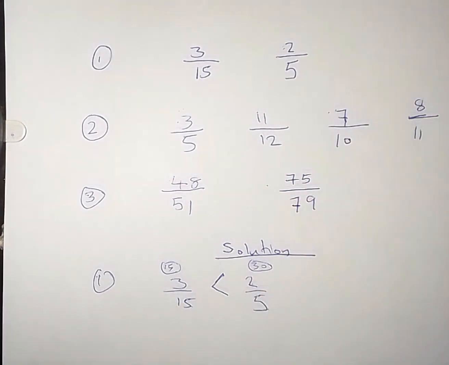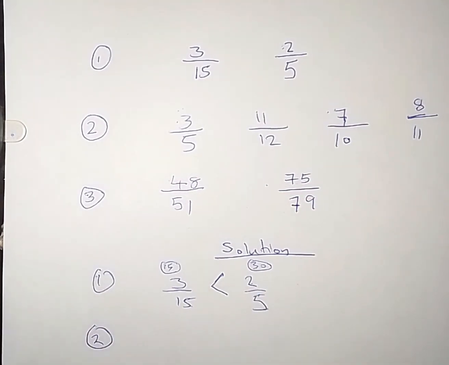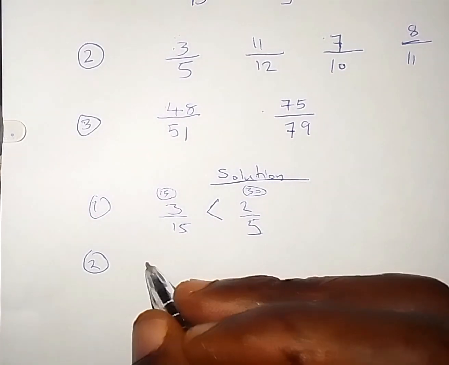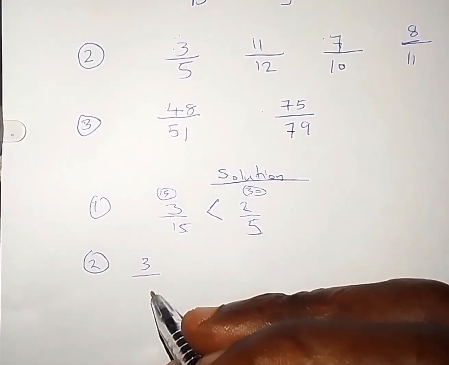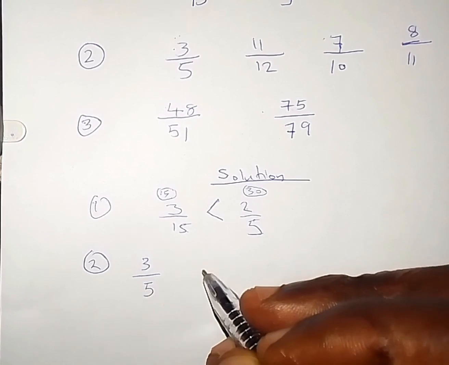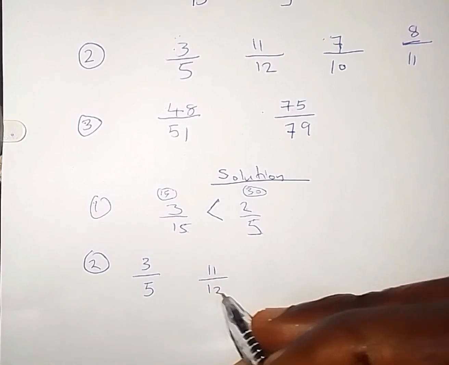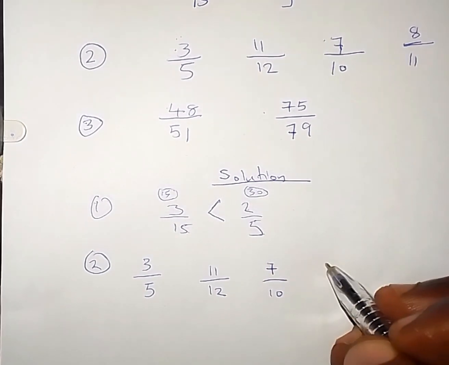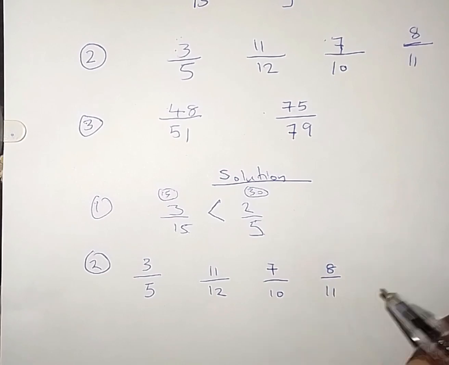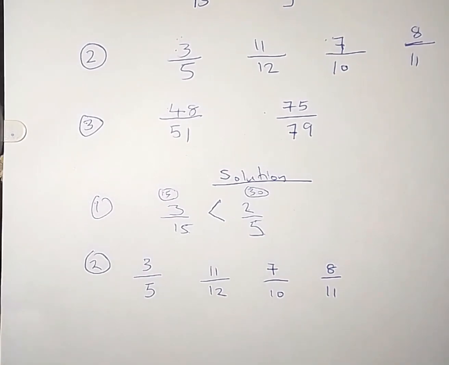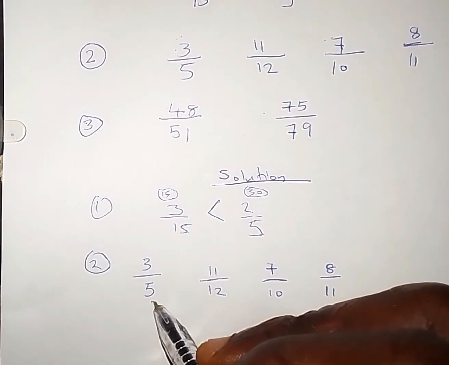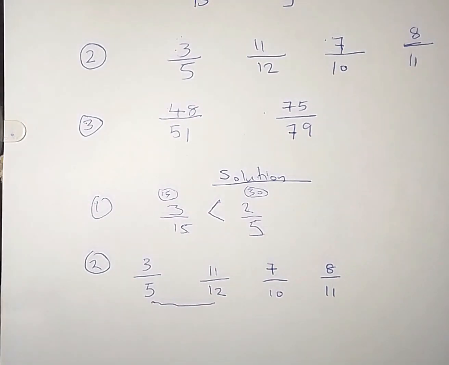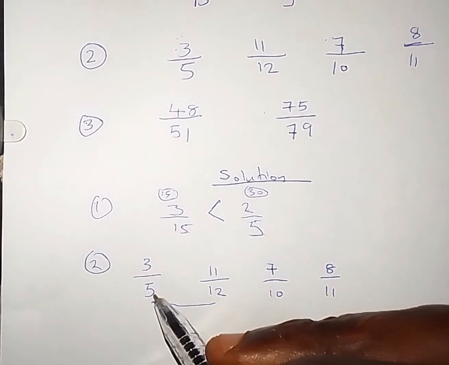So now number 2. Question number 2 says 3 all over 5, 11 all over 12, 7 all over 10 and 8 all over 11. So now in finding which is greater among these four fractions, we need to take the first two fractions and do the same thing. Let's take these first two fractions and multiply this by this and as well this by this.